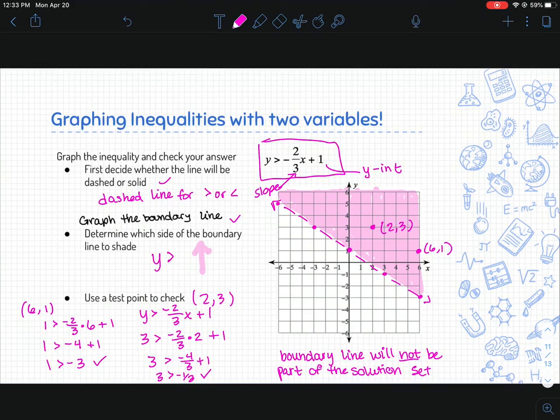So any point in that shaded region is part of your solution set. Your boundary line is not part of your solution because it is dashed, and any point in the non-shaded area is not part of your solution set.